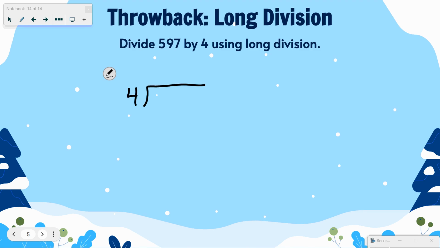You divide 597 by 4 using long division. So if you're like, shoot, I do not remember 5th grade math, see if you can find someone at your table who remembers 5th grade math.